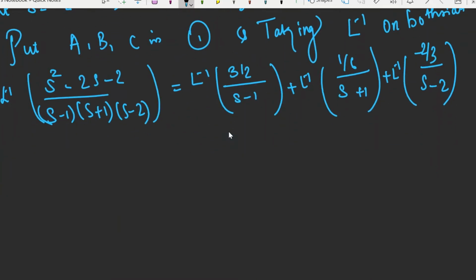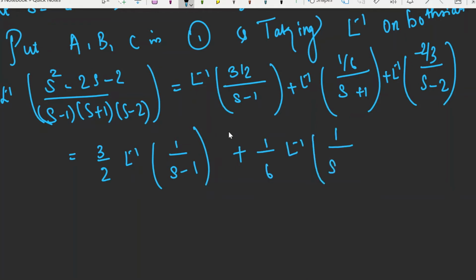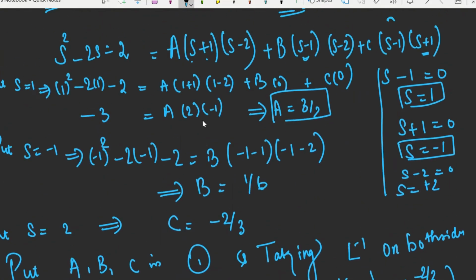Now 3 by 2 L inverse of 1 by s minus 1 plus 1 divided by 6 L inverse of 1 by s plus 1 minus 2 divided by 3 L inverse of 1 by s minus 2. At the same time from star, this is my y of t.